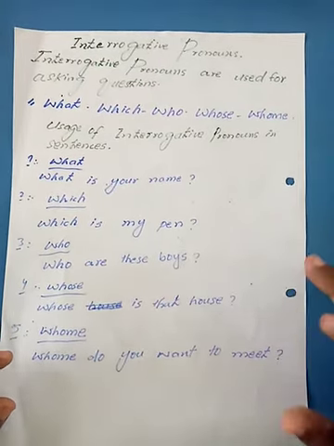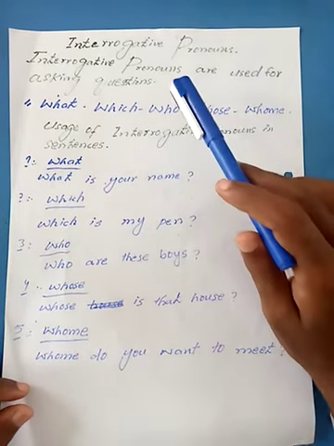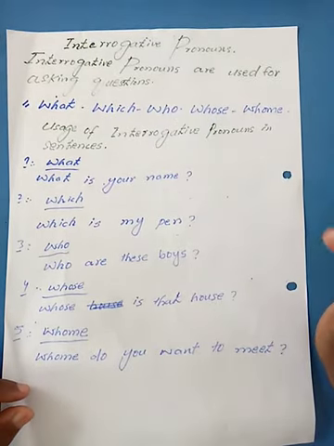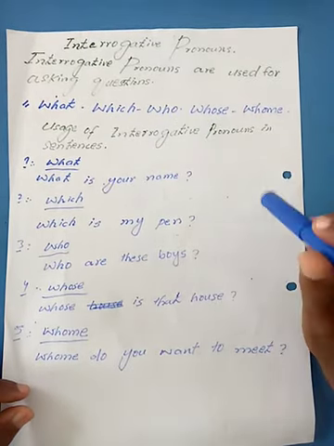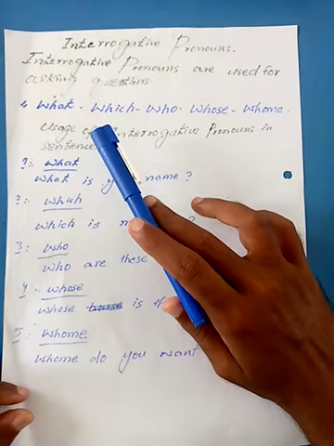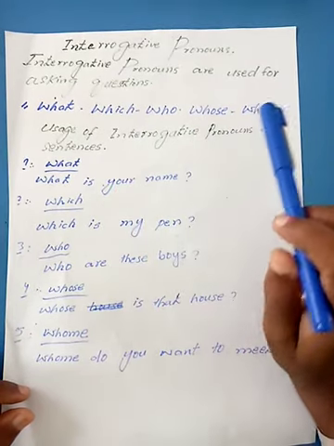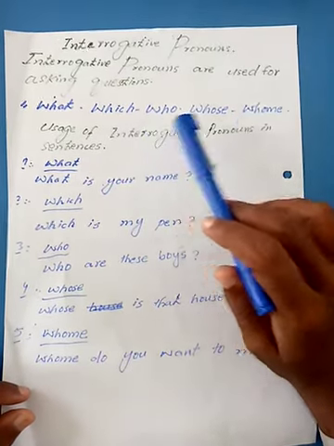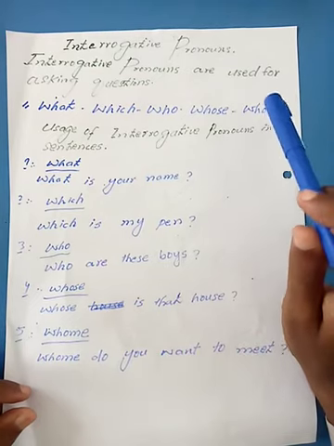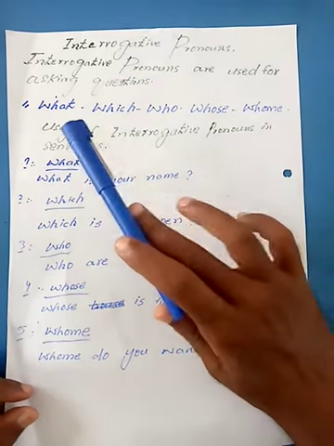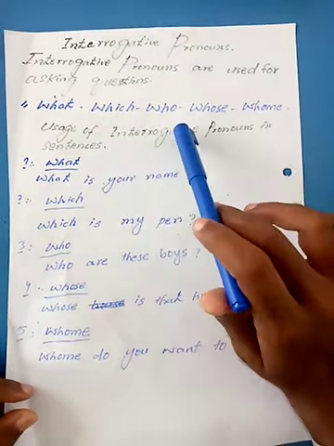For your easiness, I have written here a simple definition of it. Interrogative pronouns are used for asking questions. Very easy definition is delivered to you. Now you have to memorize this definition, okay? And also memorize these 5 examples of interrogative pronouns. There are no other examples of interrogative pronouns. They are 5 in quantity: what, which, who, whose and whom. They are used for asking questions.